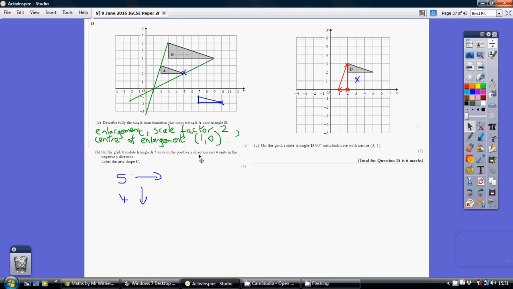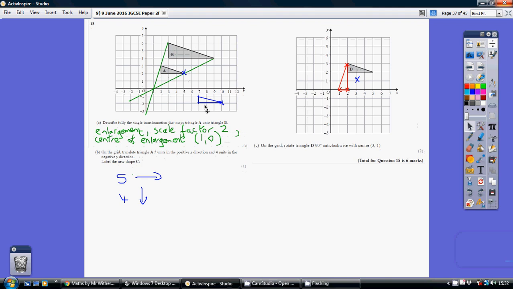Now for part B, we're being asked to translate, which just means shift triangle A 5 in the positive x direction, which just means to the right, and 4 units in the negative y direction, that just means 4 down. So we've got to shift this shape 5 to the right and 4 down. So just take any point of your choice, for example bottom right, and shift that 5 to the right and 4 down. 1, 2, 3, 4, 5, then 4 down, 1, 2, 3, 4, and that's still got to be the bottom right hand corner.